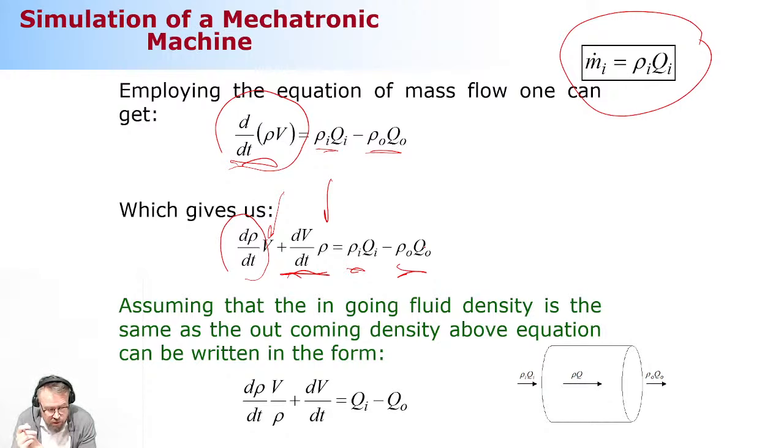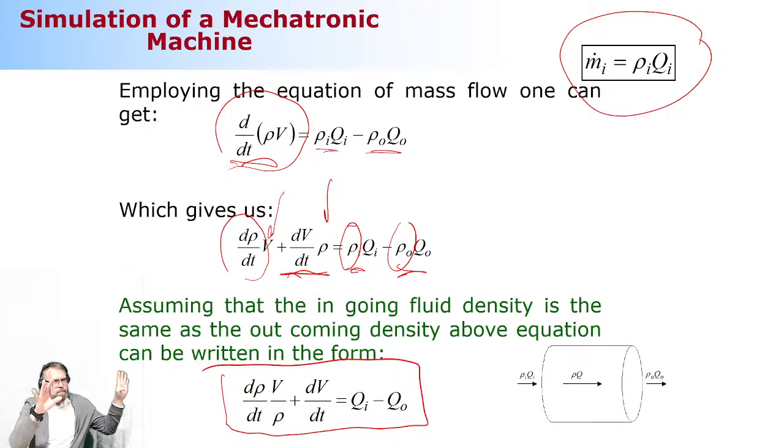And when I continue to manipulate my equations, I can express this equation in a way that, assuming that material density is constant, not changing depending on whether it is coming in or leaving out, or even if it is within this control volume. When I make this assumption, I can express my differential equation as it is shown here. I'm getting close, very close. Only problem is that I have density here. I don't like density. I would like to have pressure instead of density.